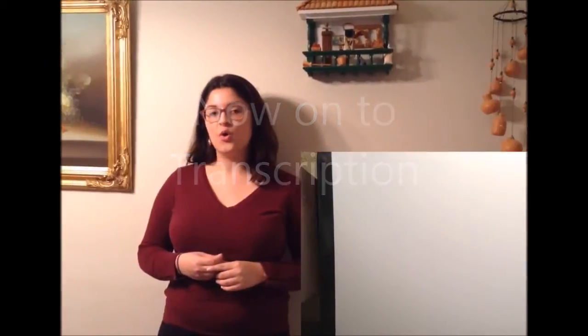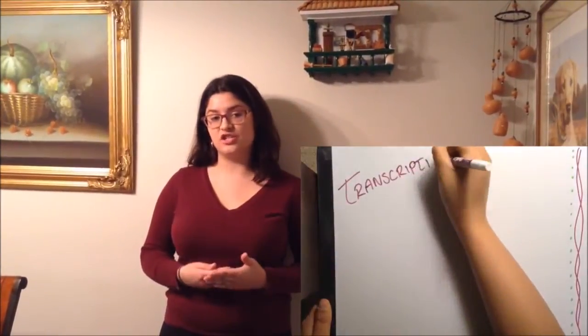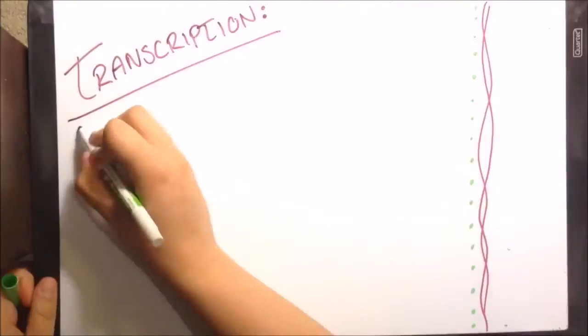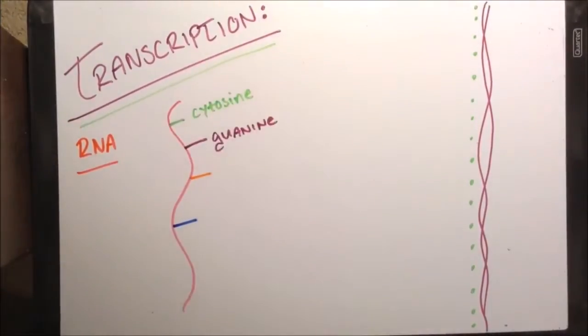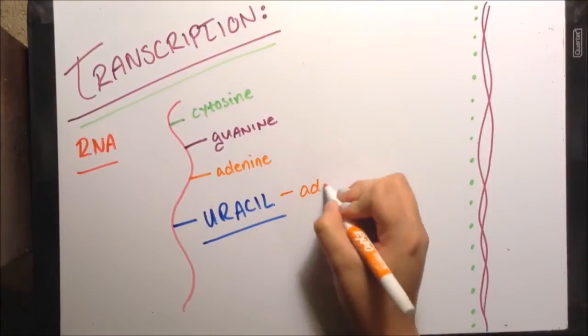Next up is transcription, or the process of writing down the genetic instructions to create a protein from DNA. The instructions are written as RNA, or ribonucleic acid. RNA is a polymer with nucleotides joined by phosphodiester bonds. The structure has a ribose sugar, phosphate, and a base. RNA differs from DNA strands by using the base uracil instead of thymine to pair up with adenine.